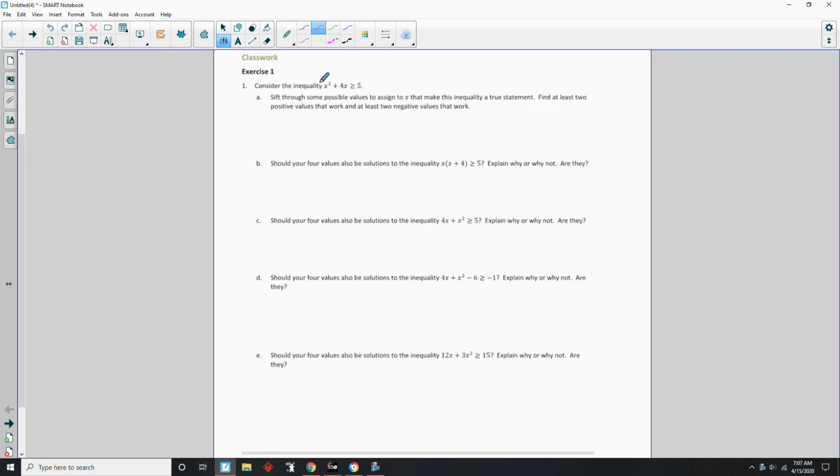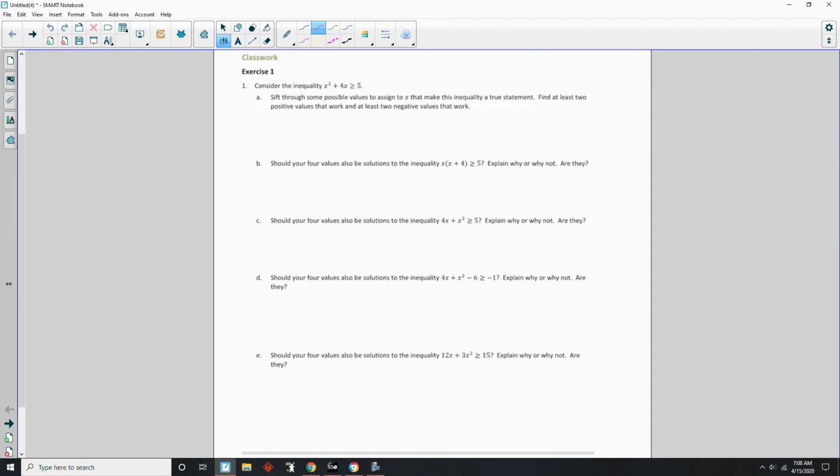Number one, consider the inequality, x squared plus 4x is greater than or equal to 5. Sift through some possible values to assign to x that make this inequality a true statement. Find at least two positive values that work and at least two negative values that work. So I'm just going to solve this as an inequality, and if your two values you chose are in my solution set, then you got the right answer.